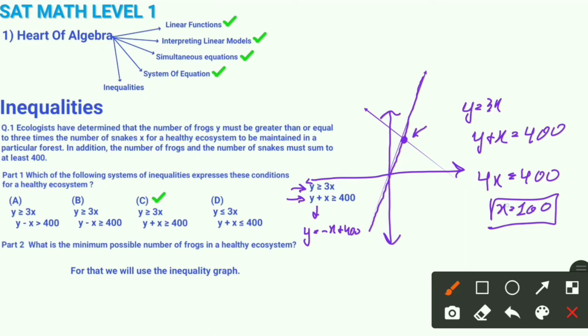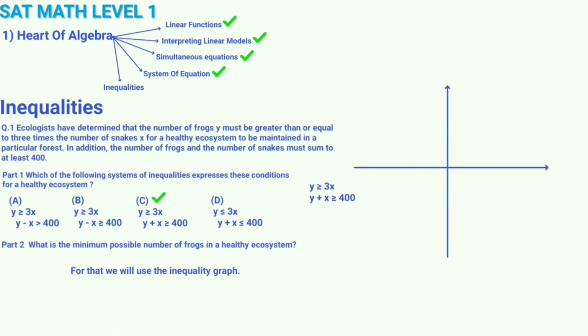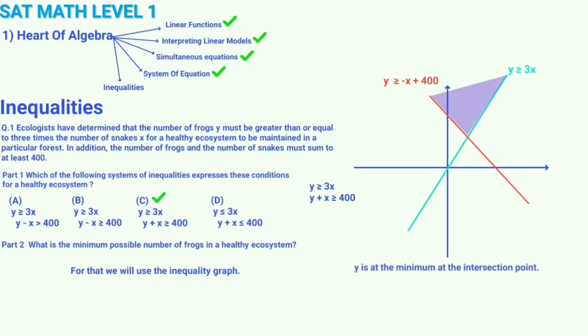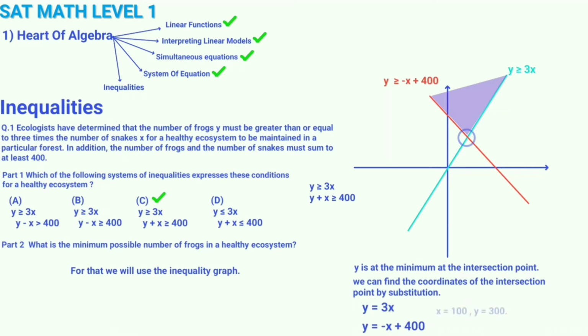Okay, we need to find the possible number of frogs. So this x value is snakes, so x is equal to 100, and then if we put this value into here, then y equals 300. 300 is the possible number of frogs. We can find the coordinates of the intersection point by substitution, and we'll do the substitution, we get the values.